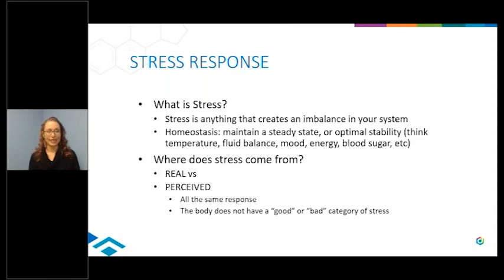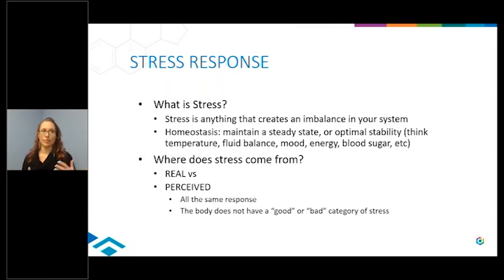When we think about stress, I hear a lot of people throw around "stress" pretty easily, like, oh, it's just stress, like it's nothing. But stress is actually a really big thing, so much so that there's a big part of our whole anatomy and physiology that is dedicated to dealing with stress. So we want to know, what is stress? Stress is anything that creates an imbalance in your system. What balances my system is probably very different than what balances your system. So we need to think about homeostasis, maintaining a steady state, or optimal stability.